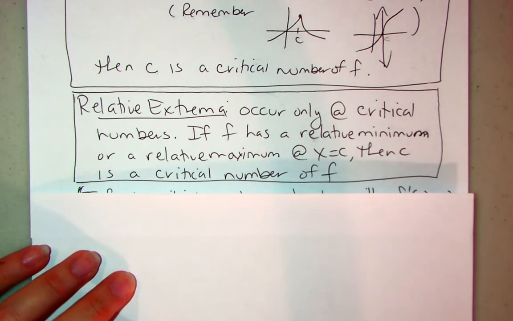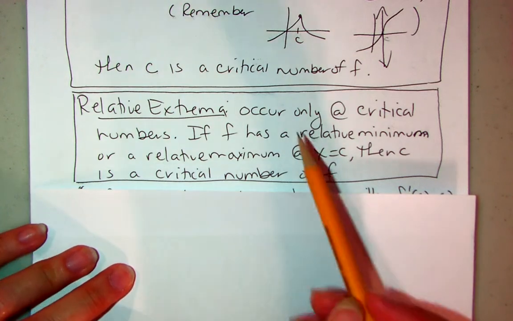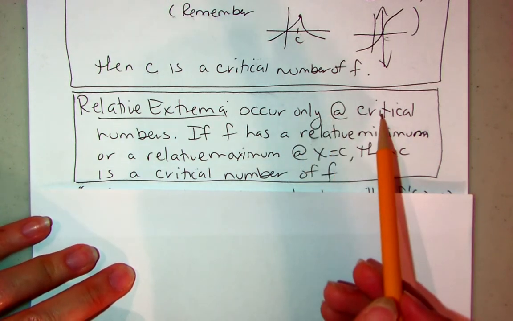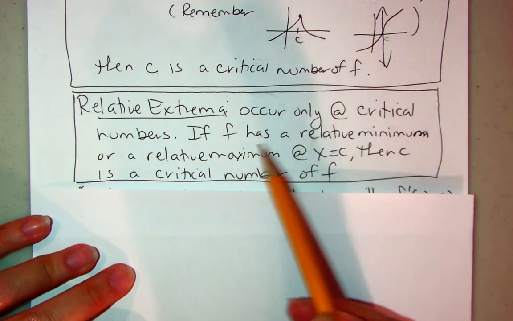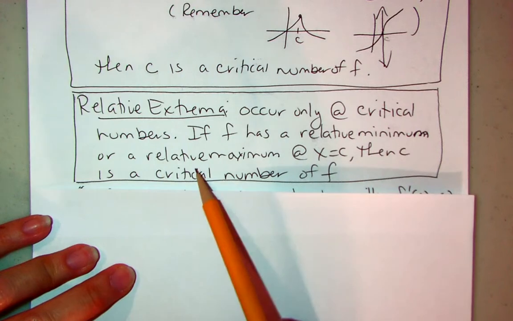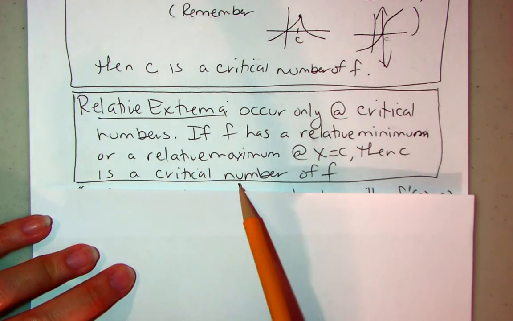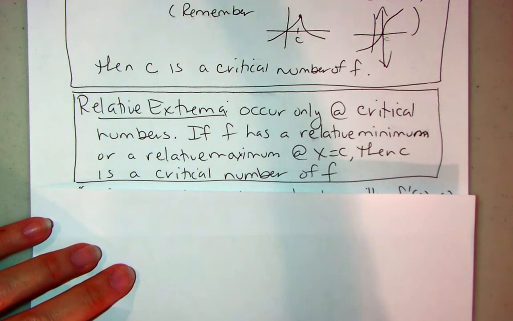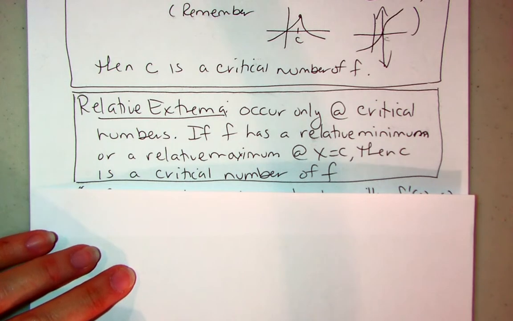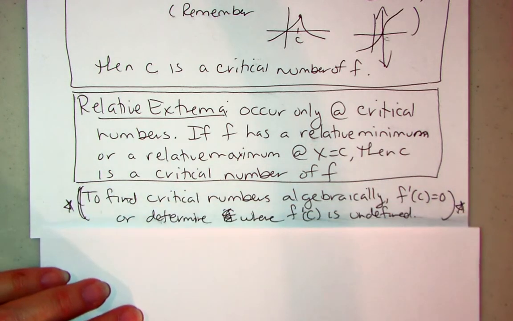So now I can expand relative extrema. They occur only at critical numbers. If f has a relative minimum or a relative maximum at x equals c, then c is a critical number of f. And you'll see that in a moment.